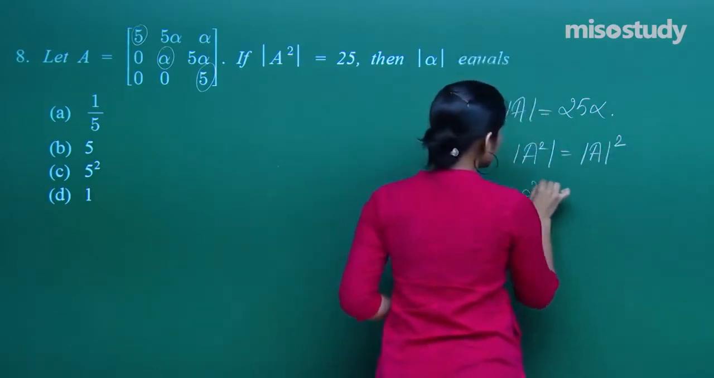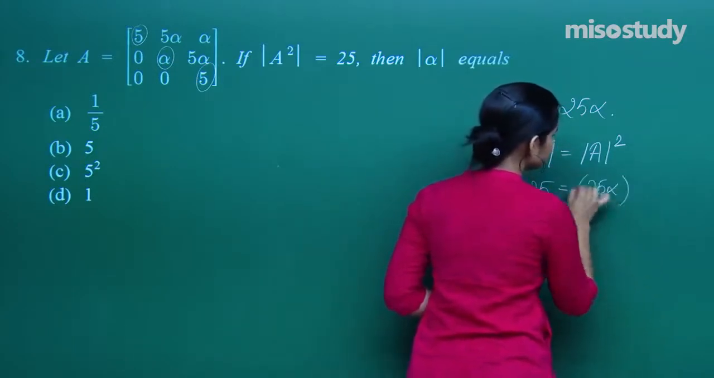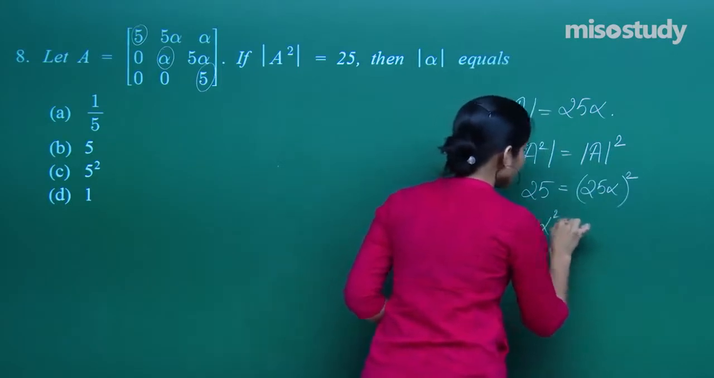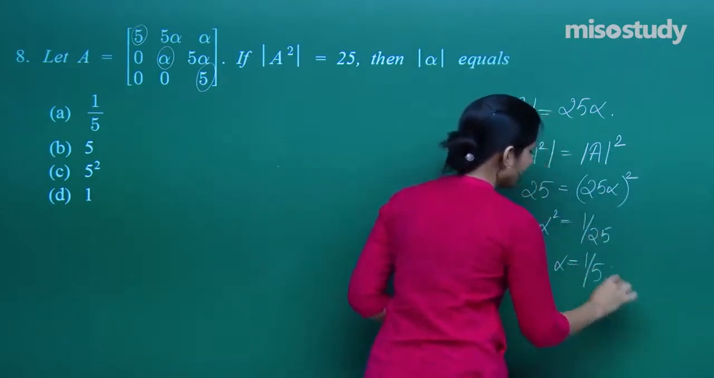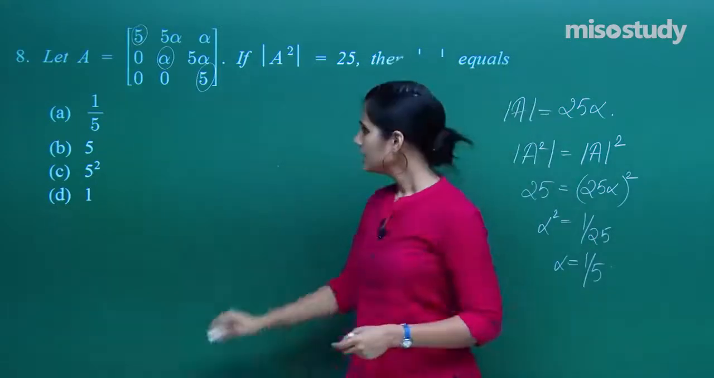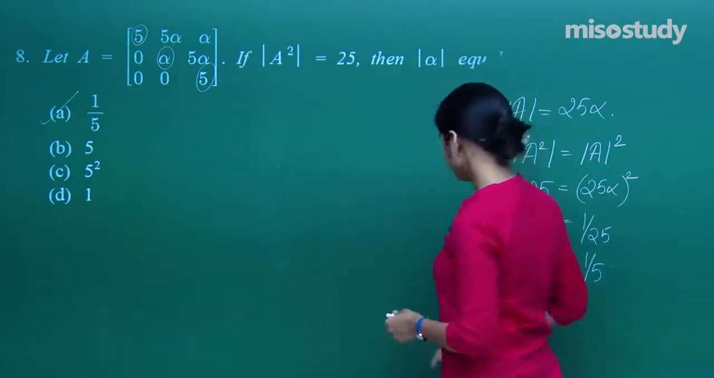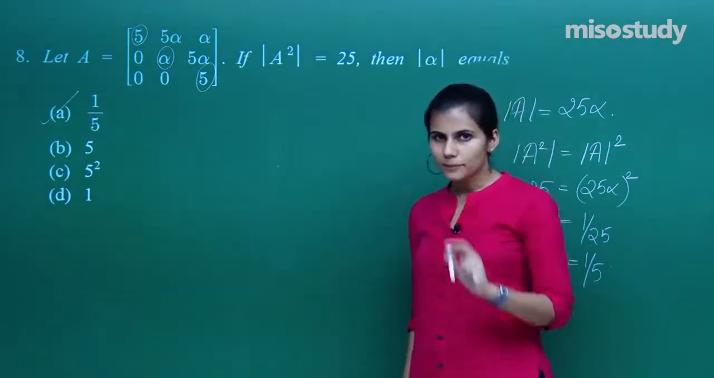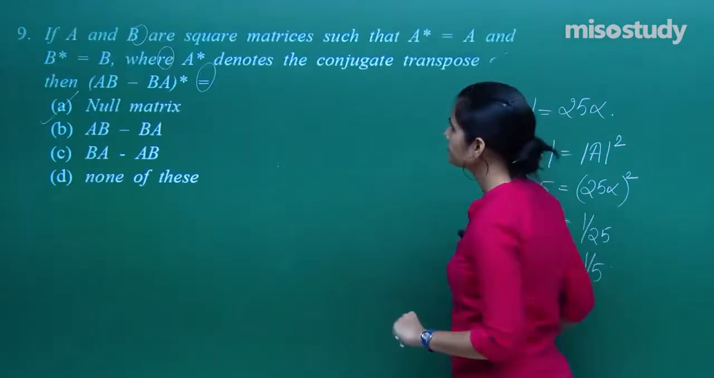You should know that if A is a square matrix of order n, then the determinant of A to the power n is the determinant of A whole to the power n. So basically, the determinant of A square is the determinant of A whole square. Determinant of A square is 25, determinant of A is 25 alpha, whole square. You are going to get alpha square is 1 by 25, alpha is 1 by 5, and that is your answer. Fine. So an easy enough question, only the concept used is that if you have an upper triangular matrix, then the determinant will be the product of its diagonal entries.